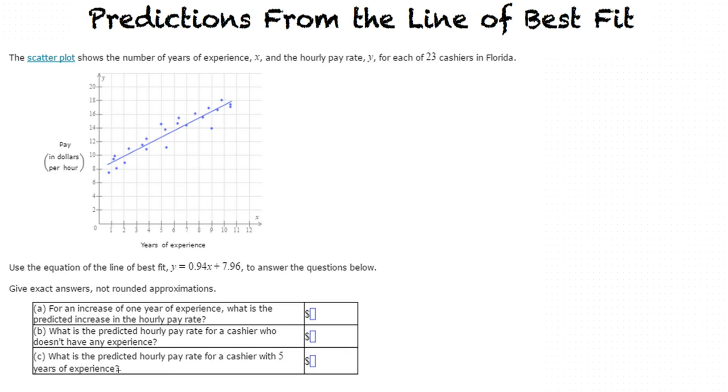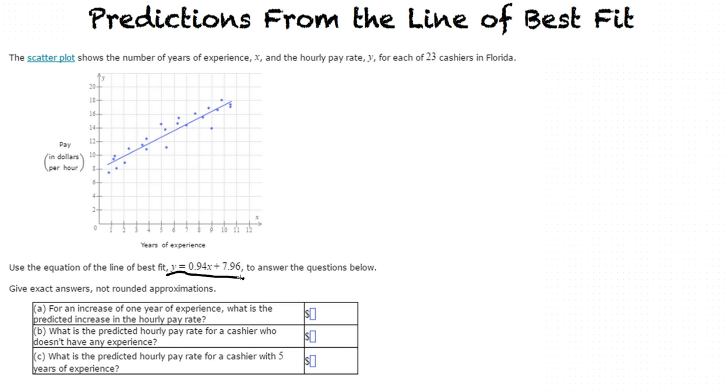Because it already gives me the equation of the line, does that mean that I mostly only have to use the equation to answer these questions? Yes, the line and scatter plot is a representation of the data, but we will only need to focus on the line of best fit's equation to answer these questions.